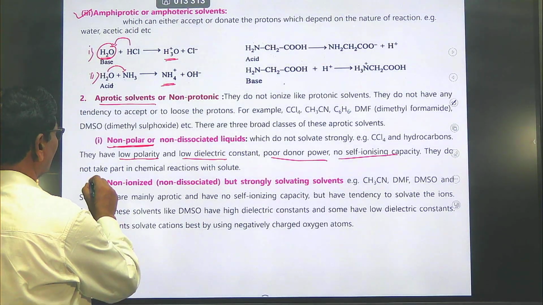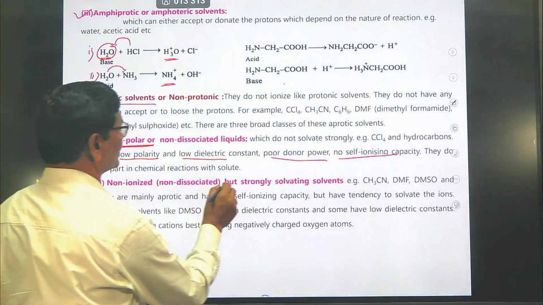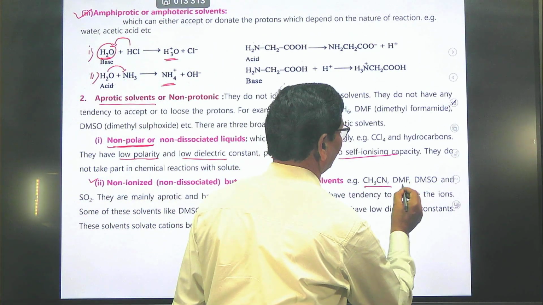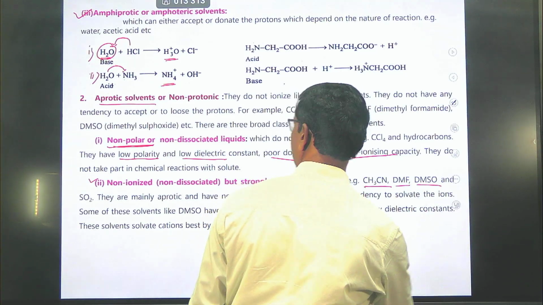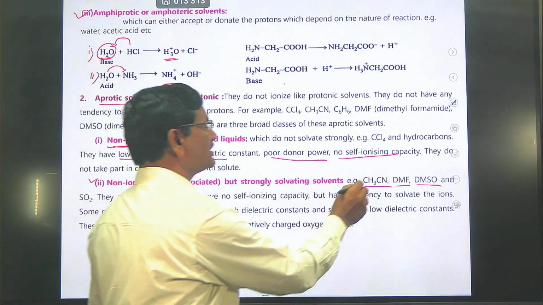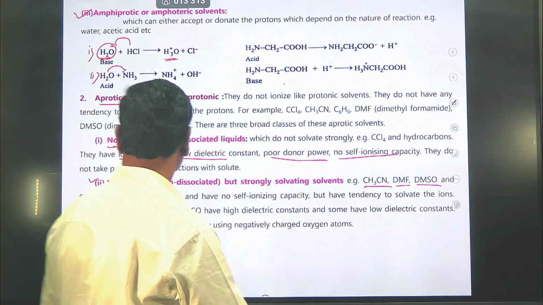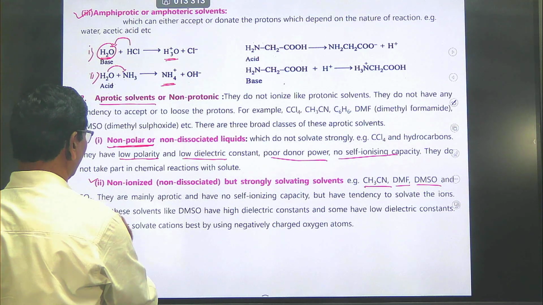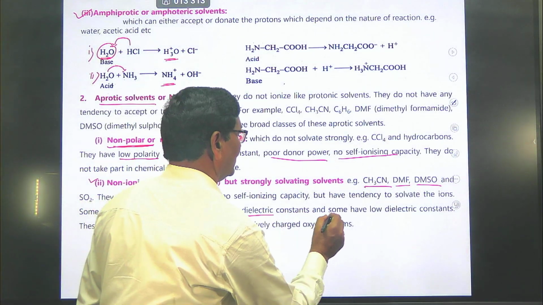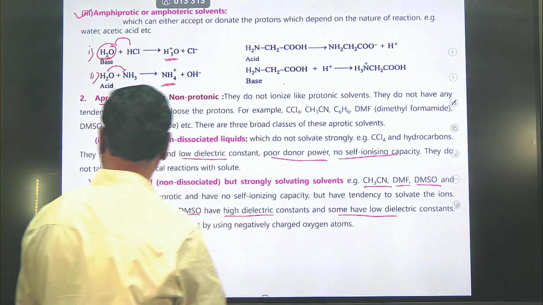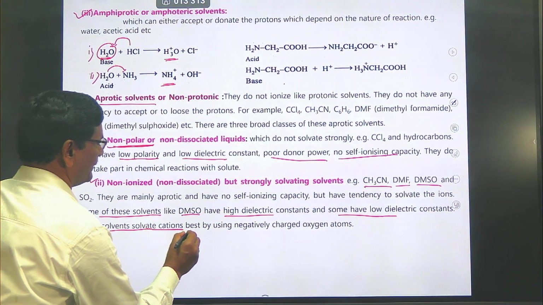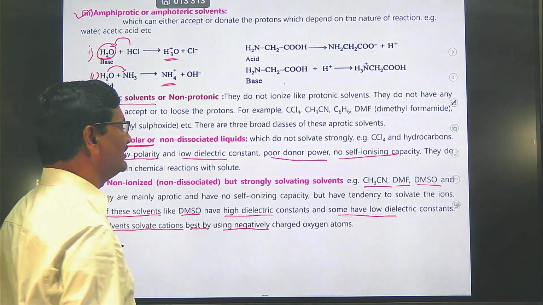Then the second one is the non-ionized, non-dissociated but strongly solvated solvents like CH3CN, DMF, DMSO, and SO2. They are mainly aprotic because protons are totally absent here. That's why this is called an aprotic solvent. Some of the solvents like DMSO have a high dielectric constant, some have a low dielectric constant, and these have solvating properties. They solvate cations best only by using the negatively charged oxygen atom.